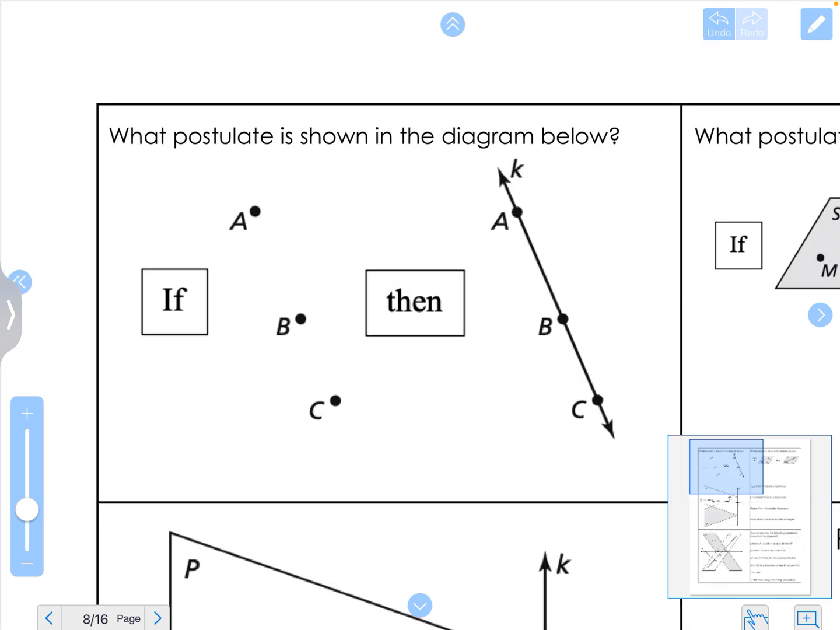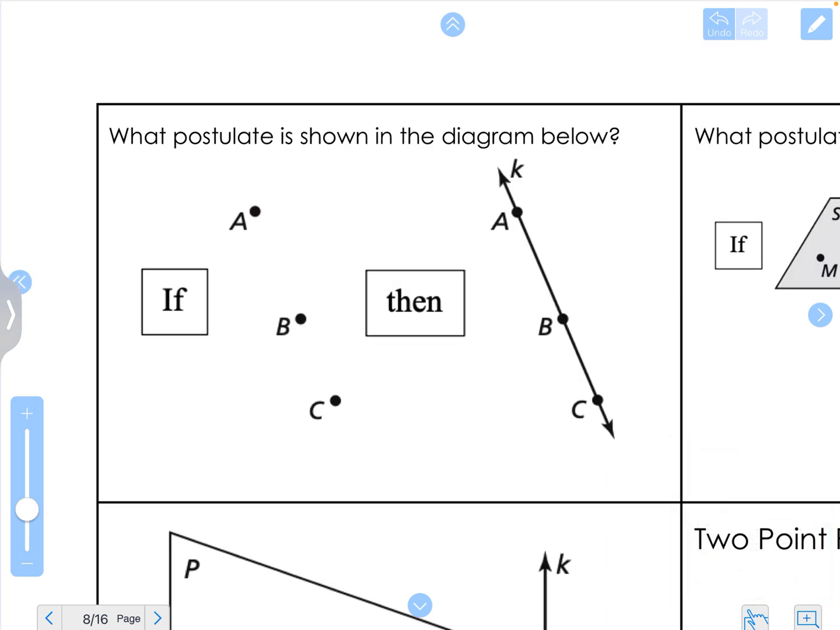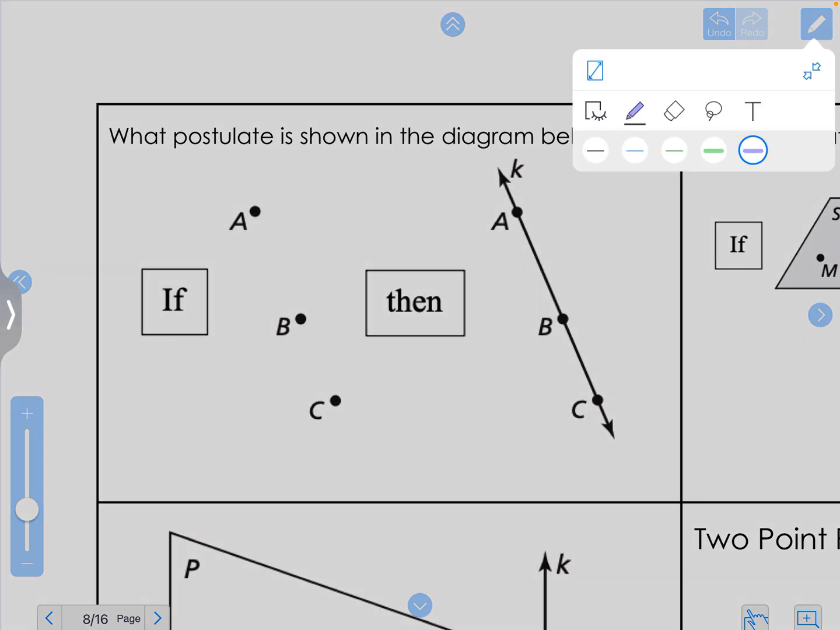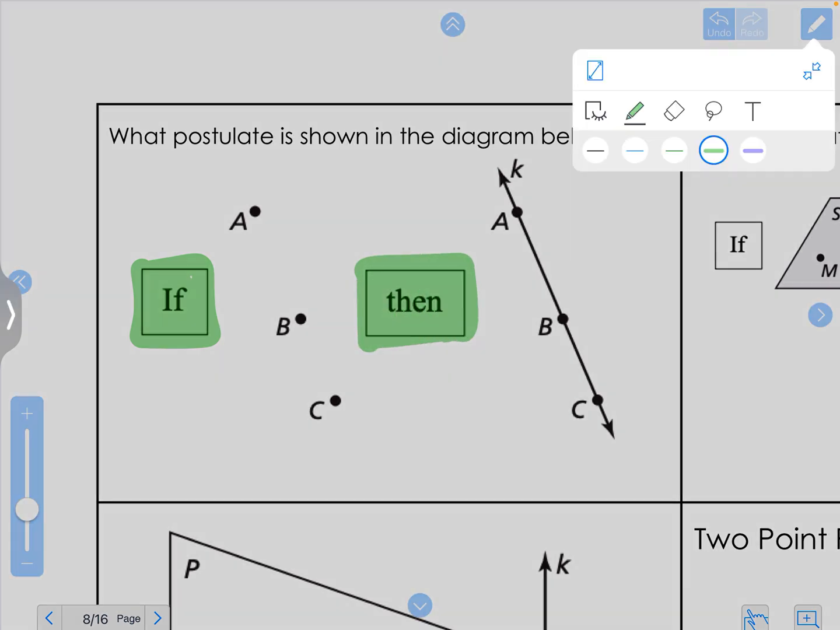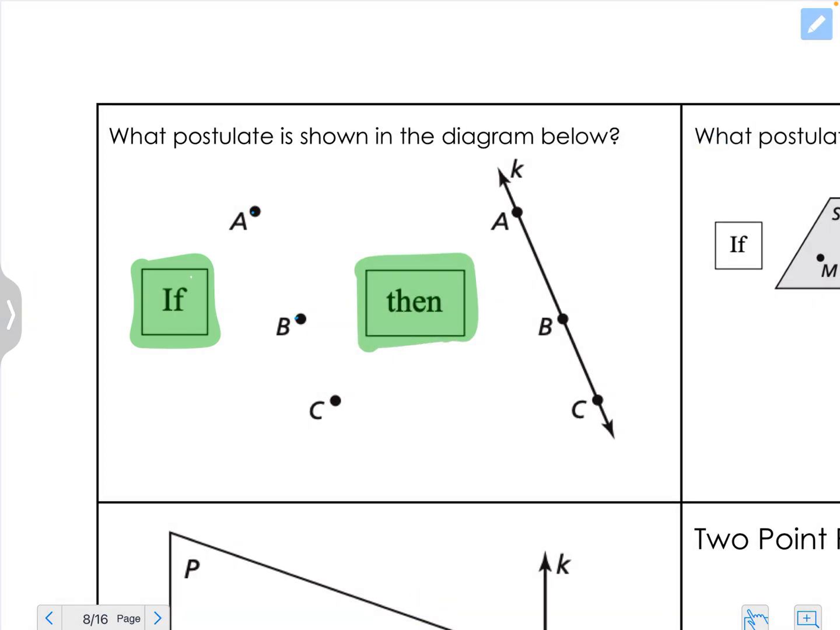So now we're going to apply these things to diagrams and different things that we will see this year in geometry. So again, we have our if-then statement. So if we have 2 or more points, A, B, and C, then we have a line. So which postulate or theorem tells us that if we have 2 or more points, we have a line, that's going to be our 2-point postulate.